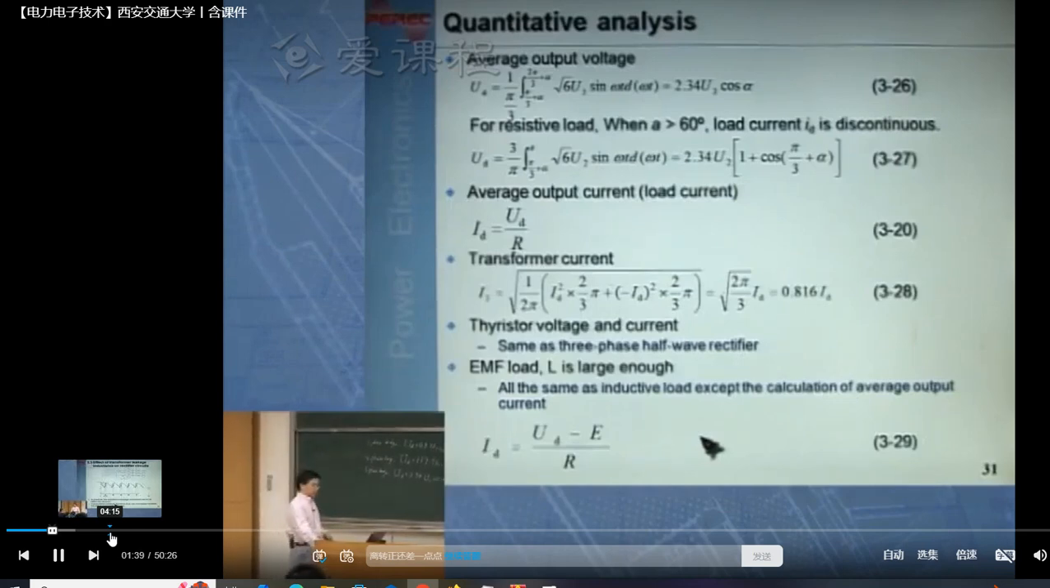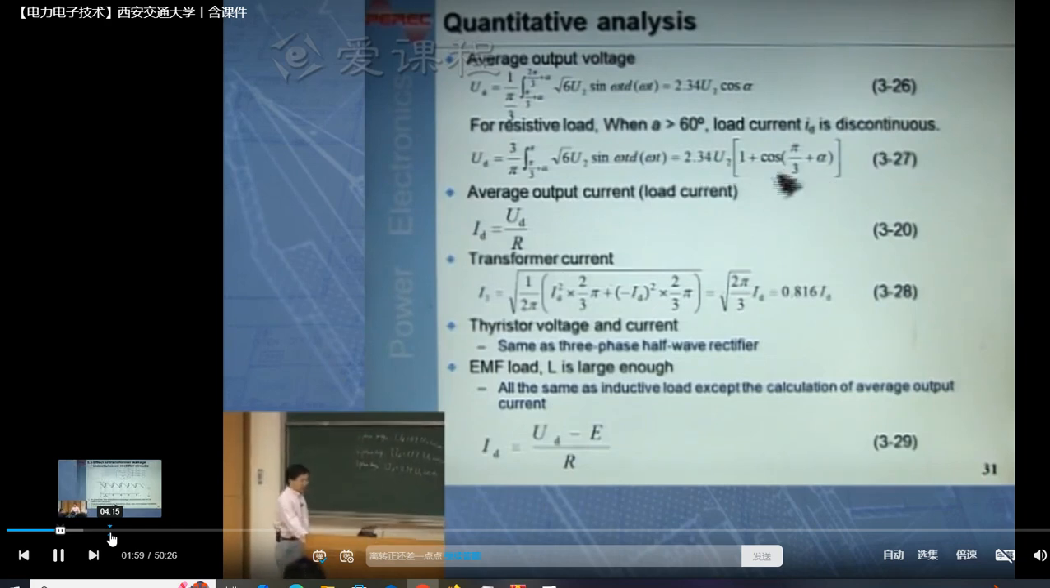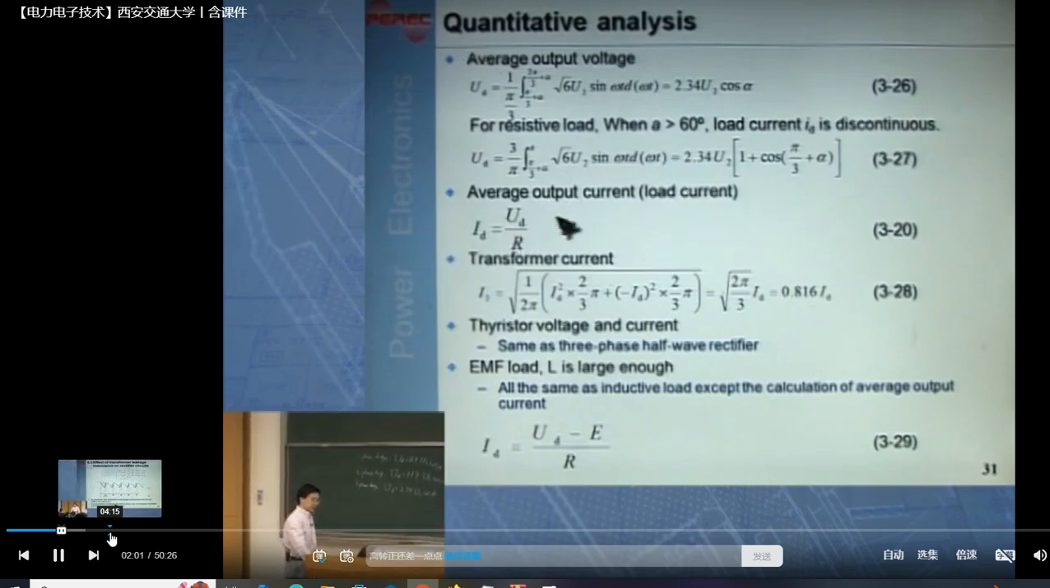Okay. Of course, for the reducer load, there's a special case. When the output voltage is discontinuous, then it should not be this result anymore. It has a separate result by this equation. And then you can also calculate the average output current, transformer current. Those are all average values, but if you talk about the AC current, we always look at the effective value.